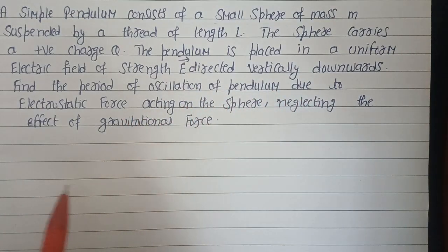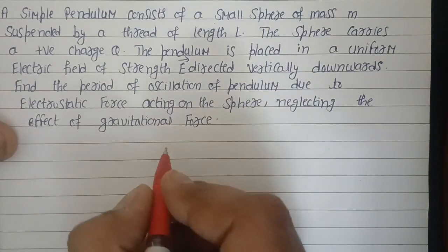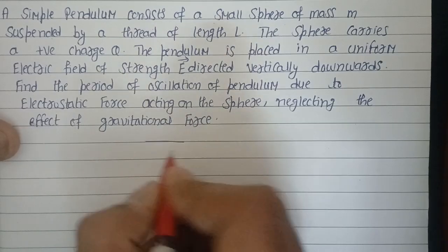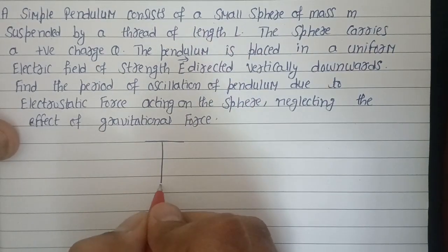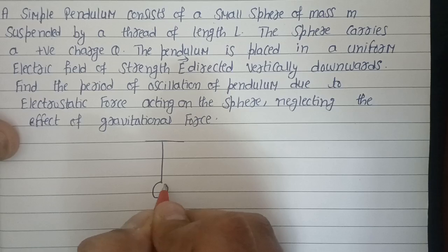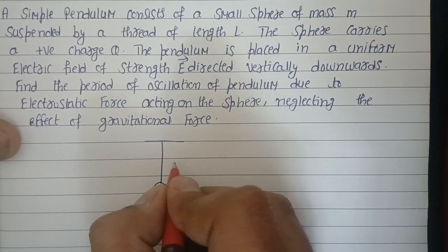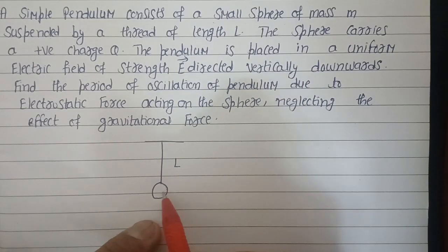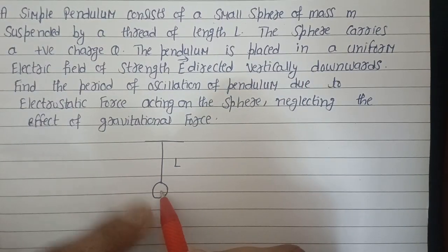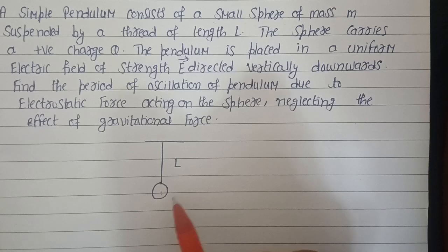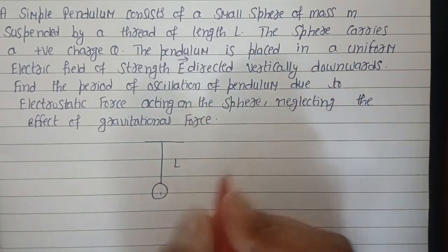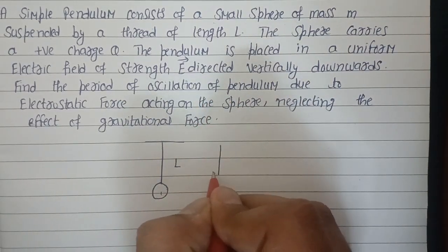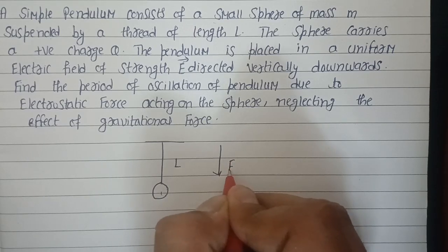effect of gravitational force. So we have not to consider the gravitational force. But we have given a sphere suspended by a thread of length L. Given the mass of the sphere is m, the charge is positive, and the electric field is acting vertically downward. So take this direction, downward, as the direction of the electric field.